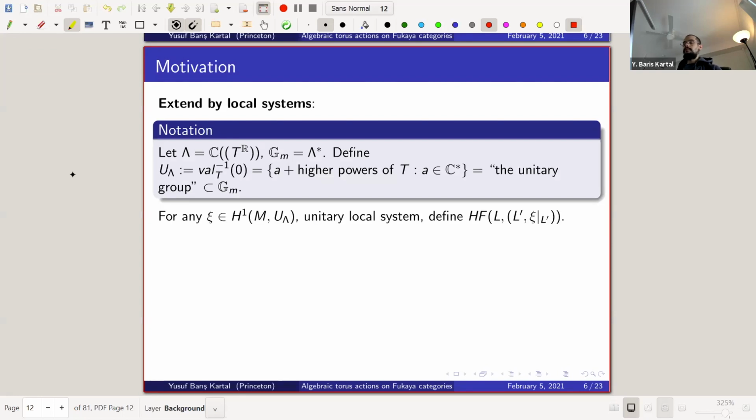And for any unitary local system, a globally defined unitary local system, you can restrict to L prime. And you can define the Floer homology twisted by this local system. You can have HF of L, comma, L prime, with psi restricted to L prime.